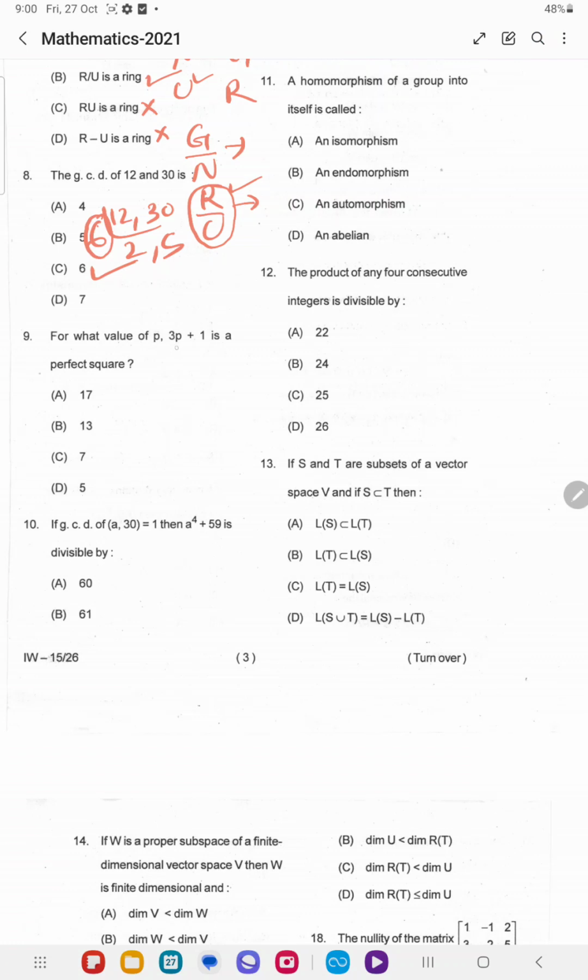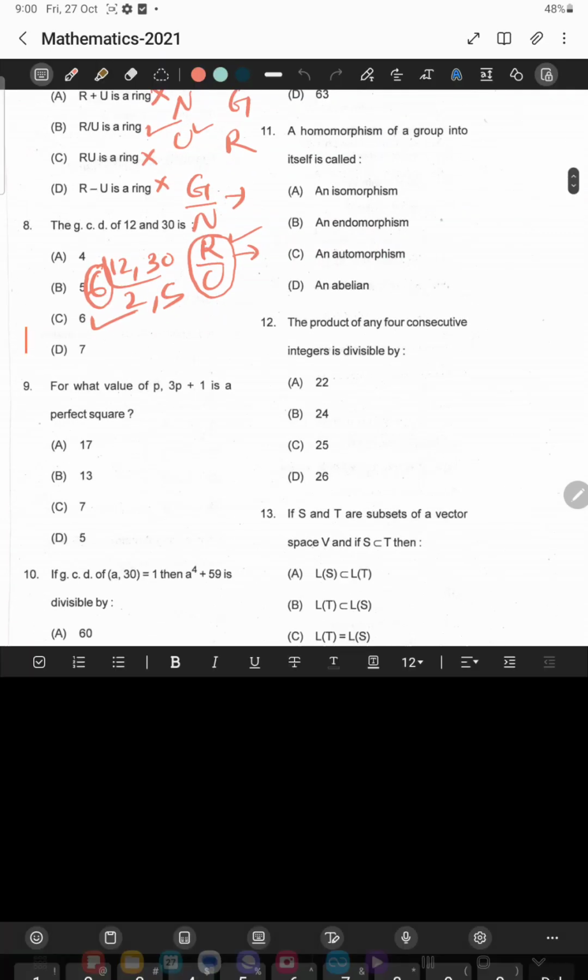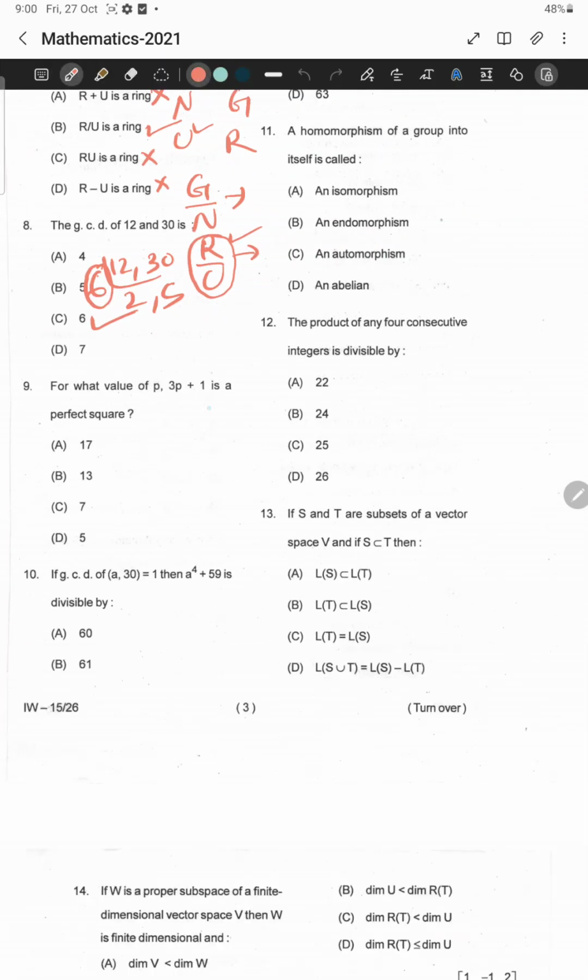If we put p equal to 5, it gives 3 into 5 plus 1, equal to 15 plus 1, which is equal to 16, which is a perfect square, 4 square. Okay, so 5 is the correct answer. So option D is true. Let us move to question number 10.